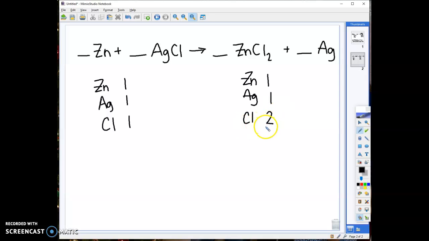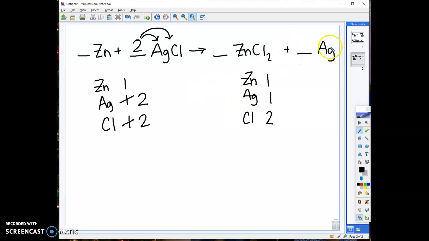So I need to adjust my chlorine because I have 2 on my product side and only 1 on my reactant side, which means I need to put a 2 here in front of the compound that contains chloride. And now remember, I've got to multiply this by both. So now I have 2 silver, I have 2 chlorine on my reactant side.